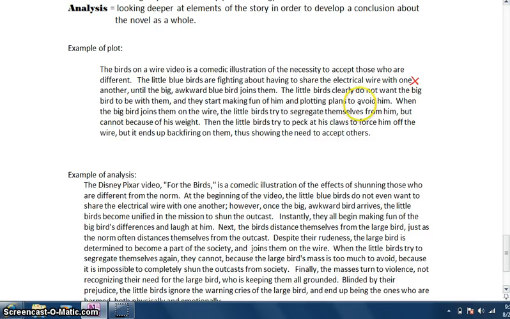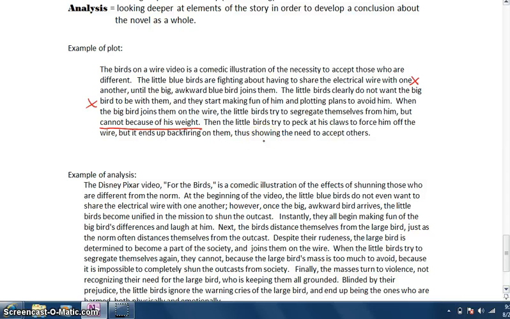The little birds clearly do not want the big bird to be with them, and they start making fun of him and plotting plans to avoid him. Does this prove the necessity to accept those who are different? The answer is no, it doesn't. When the big bird joins them on the wire, the little birds try to segregate themselves from him, but cannot because of his weight. All right, that kind of does. This because of his weight might. Let's see if the writing goes any further.